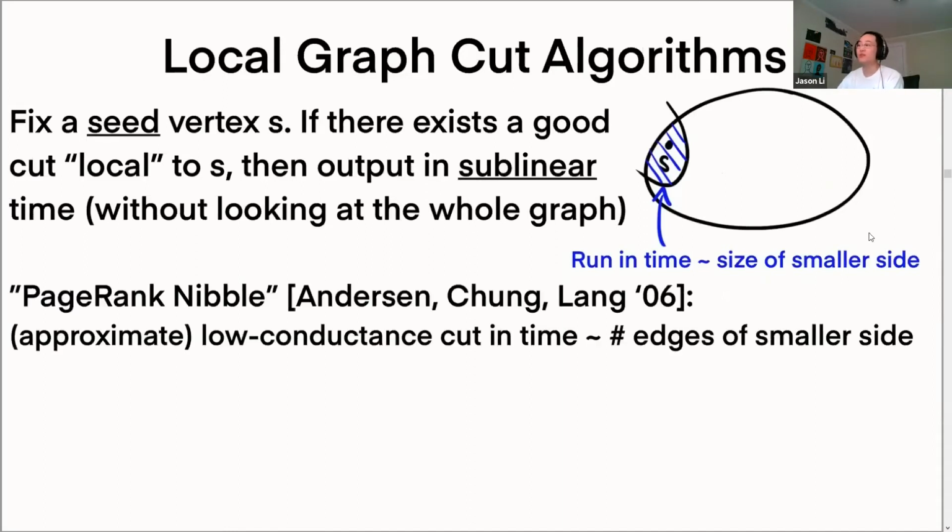This technique has been used in the now well-known PageRank-Nibble algorithm, which is a local algorithm to compute an approximate low conductance cut in the graph. PageRank is the well-known Google web page ranking algorithm, which has been analyzed theoretically, and Andersen, Chung, and Lang have shown that you can use this concept to develop a local algorithm for low conductance cuts. And the running time is ideal. It's roughly the number of edges in the smaller side.